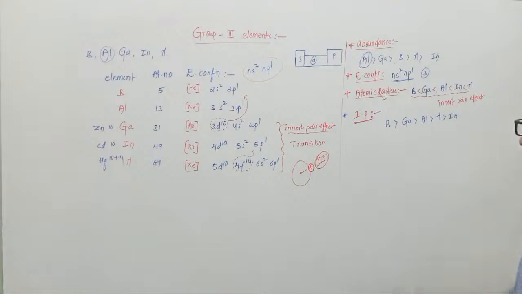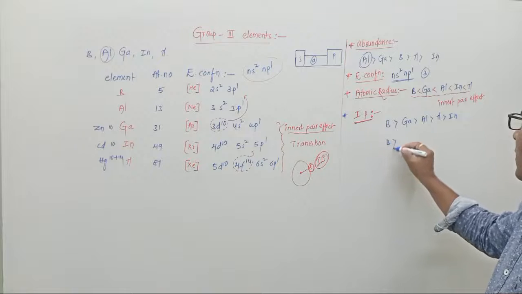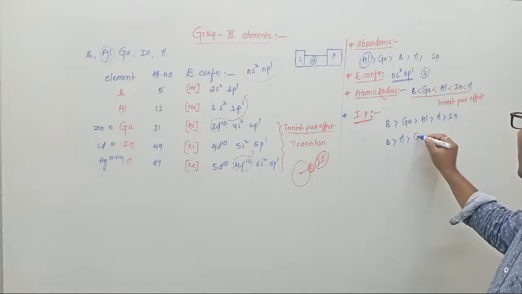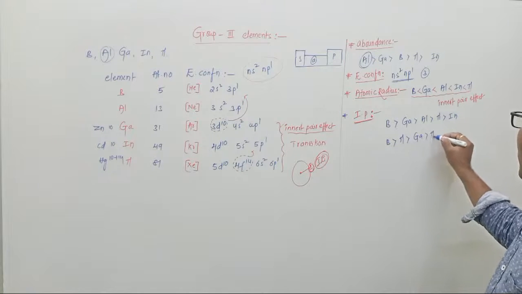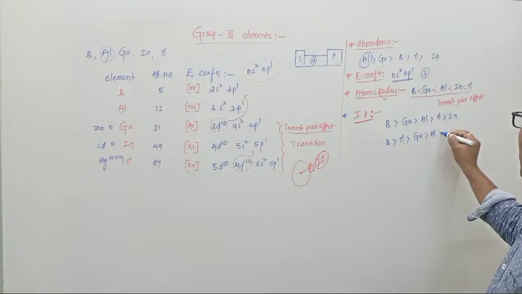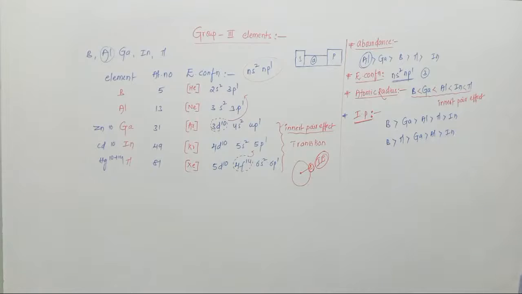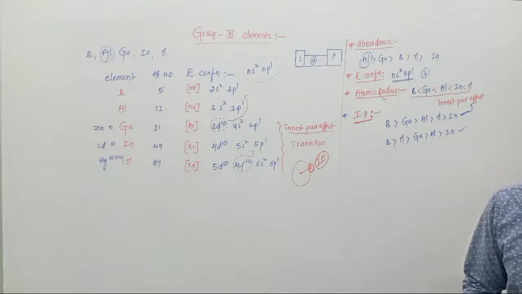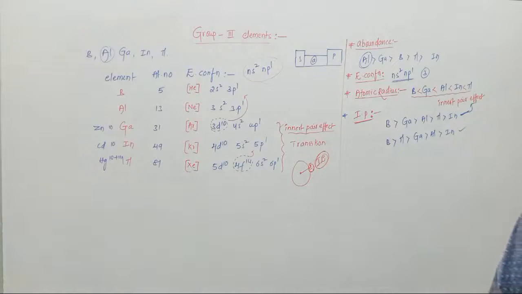Again, some books give boron, thallium, after that gallium, next aluminium, and indium order. So both are correct. According to NCERT, the first one is correct: boron, aluminium, gallium, indium, and thallium, due to the inert pair effect. This is ionization energy.